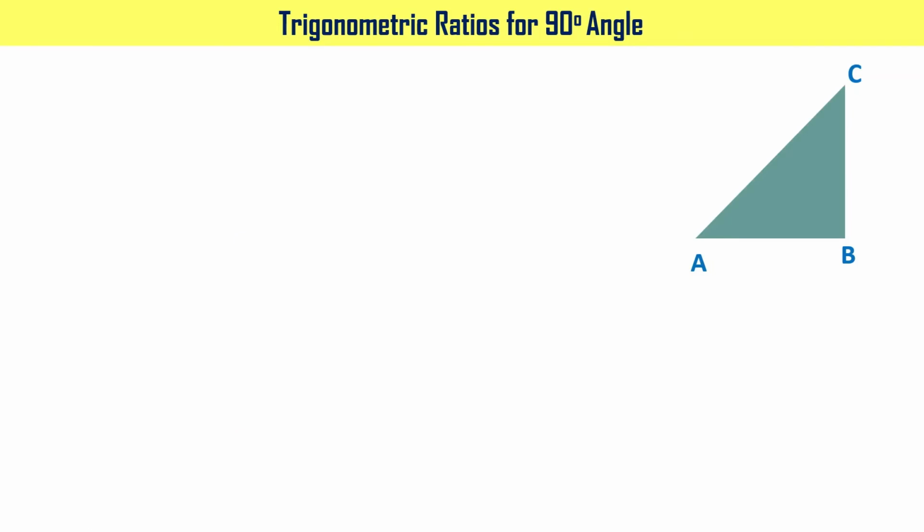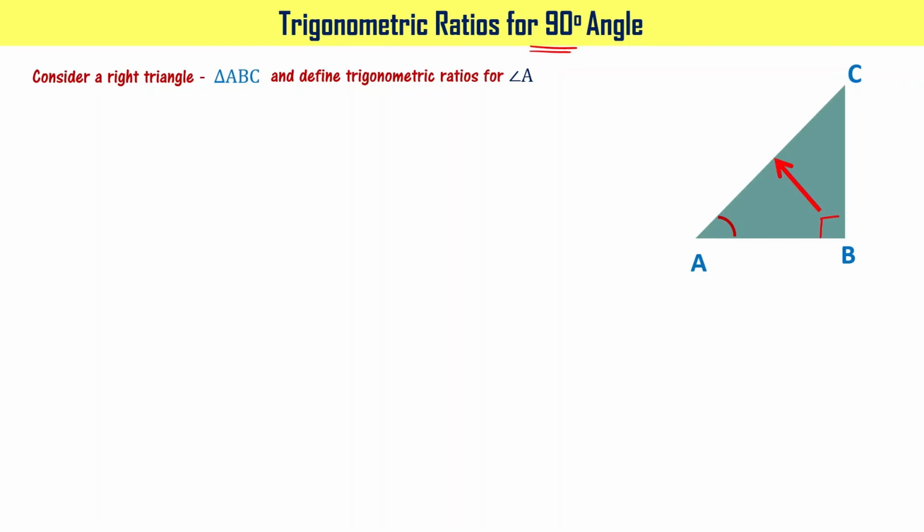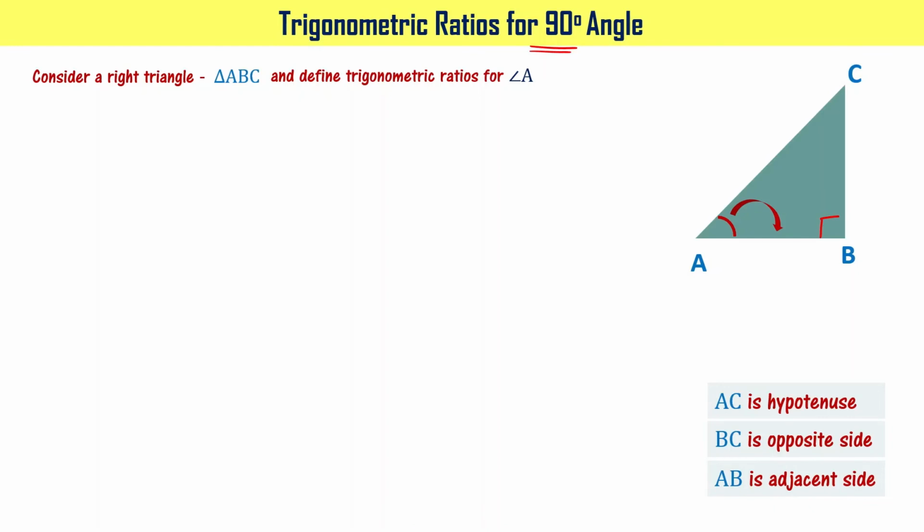Let us write trigonometric ratios for 90 degrees angle now. Let us consider a right angle triangle, triangle ABC, as shown in the figure, and define trigonometric ratios for angle A. Here, angle A is one of the acute angles, right? Angle B here is 90 degrees. The side opposite to 90 degrees angle is called hypotenuse. That's why AC is hypotenuse. Since we are interested in angle A, the side opposite to angle A is called opposite side, that is BC, right? And the side adjacent to angle A is AB, that is called adjacent side, right?